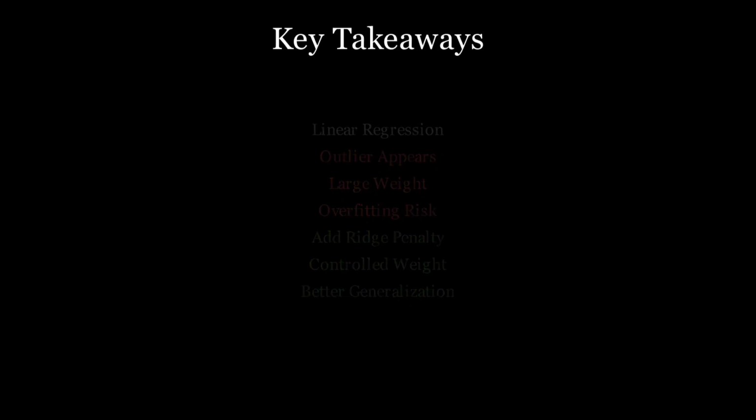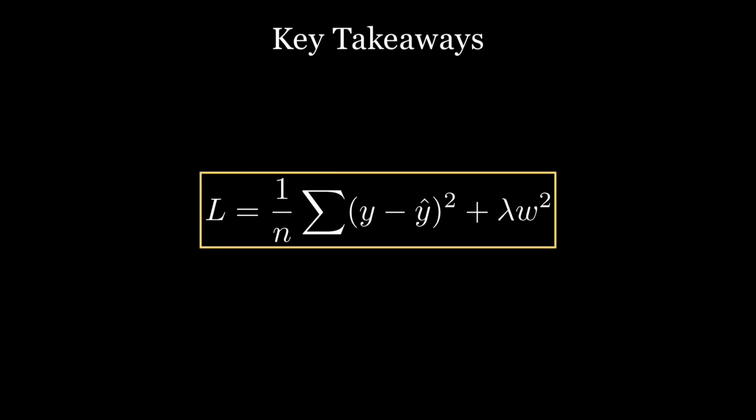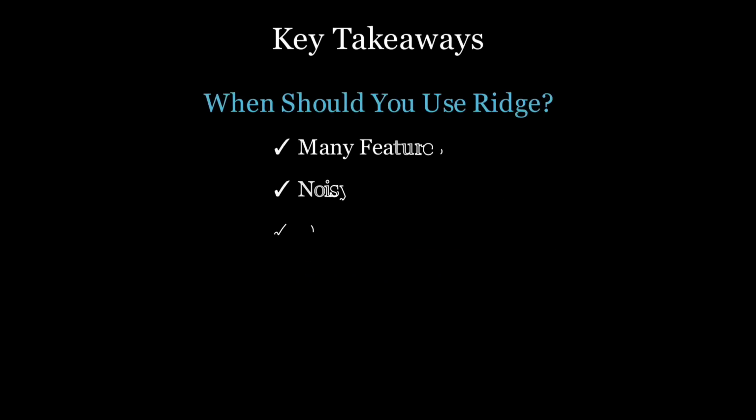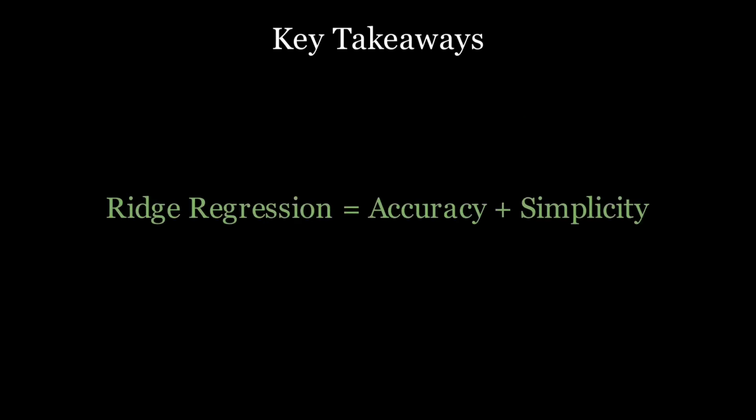The key idea behind ridge regression is simple. It combines prediction accuracy with a penalty for large weights. This extra term acts like a control mechanism that prevents the model from becoming unnecessarily complex. The goal of machine learning is not just to fit the training data. The real goal is to perform well on data the model has never seen before. Ridge regression helps achieve that balance by combining accuracy with simplicity.